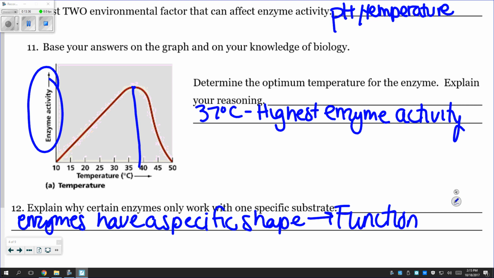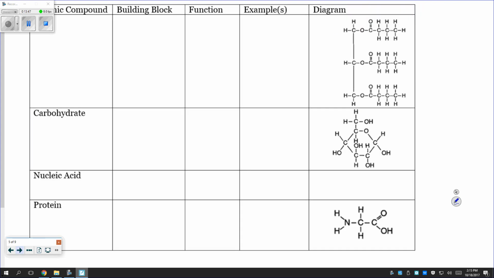Next up, we had to fill out a chart. This is with the organic compounds. We had a quiz on this earlier. It'd probably be a good idea to review that quiz. The first organic compound in the example are lipids. Remember, lipids could also be called fats. When they're asking for the building block of this, it's going to be glycerol and fatty acids.